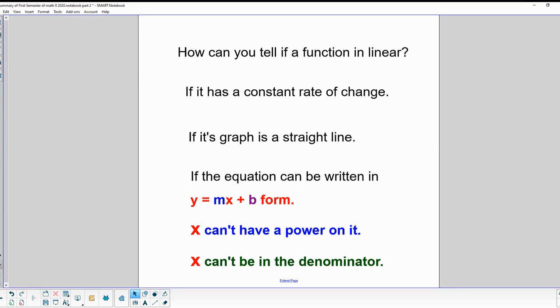So that kind of wraps up what we learned about, and we're going to give you a little review assignment, and then we'll move on to the laws of exponents.